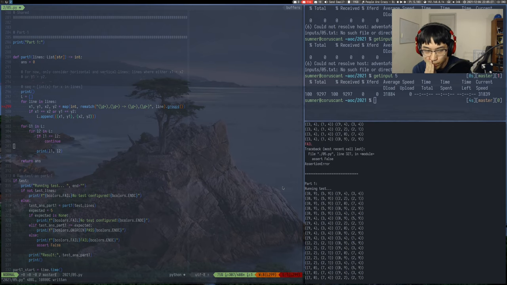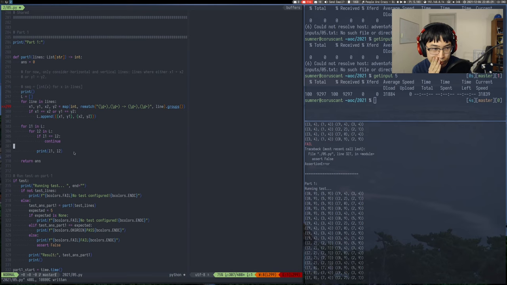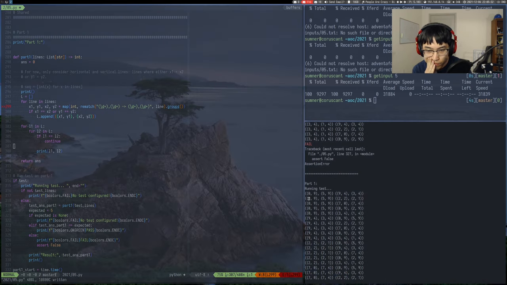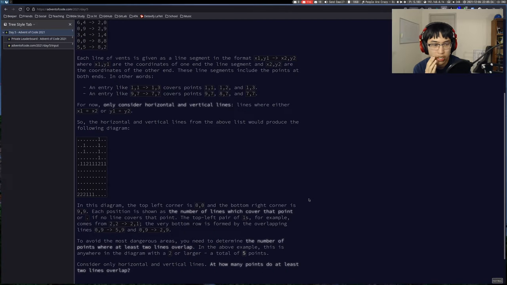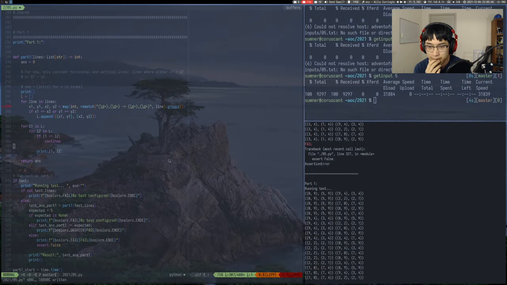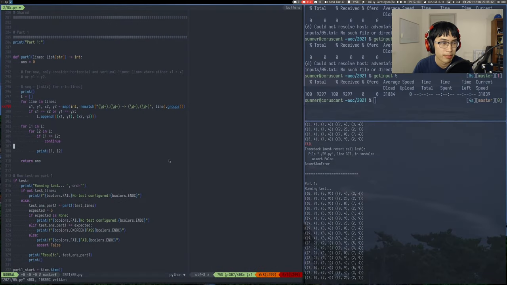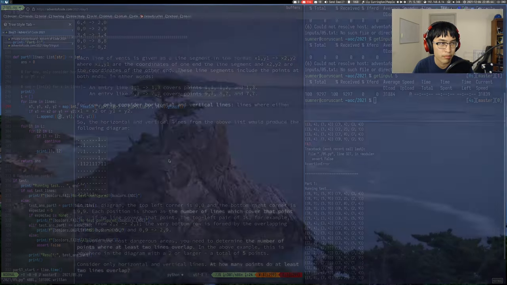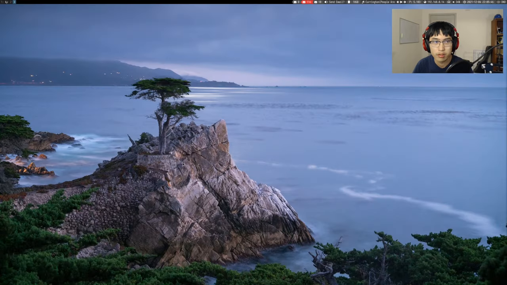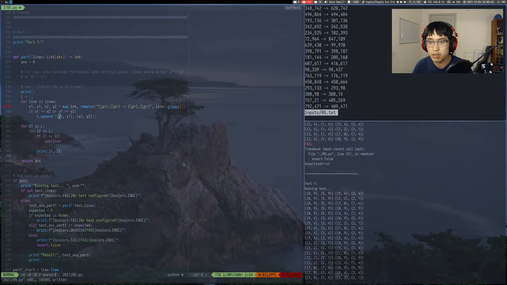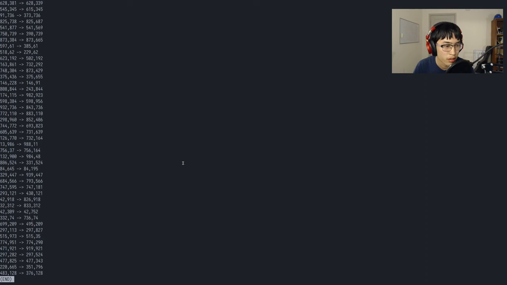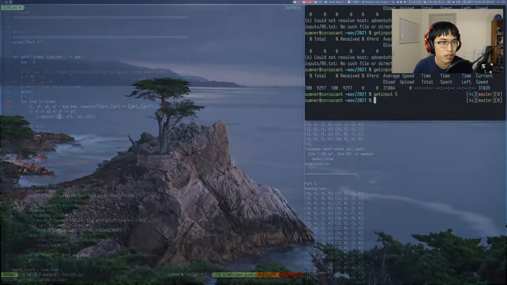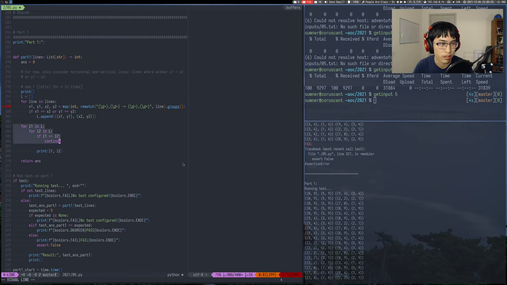Okay, so zero to nine, five to nine. How big are these numbers? Okay, we're just going to compute the entire grid.